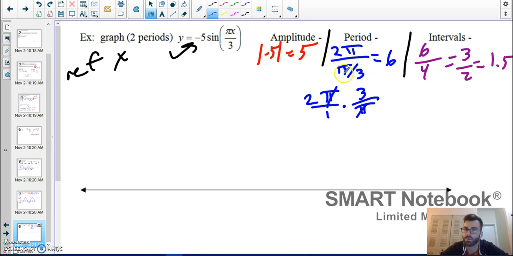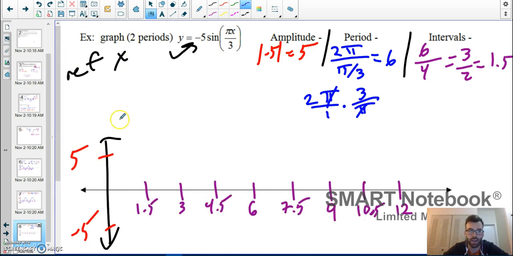My period, this one's a little bit trickier. All right, being multiplied to x is pi over 3. So I'm dividing 2 pi by pi over 3. Remember, when you divide by a fraction, I multiply by its reciprocal. So 2 pi divided by 3 over pi. Pi's cancel. Period is 6, which is 6 radians. All right. Intervals, 6 divided by 4, 3 over 2, which is 1.5. So when you set up your graph, don't forget about the reflection, and check it in a minute.